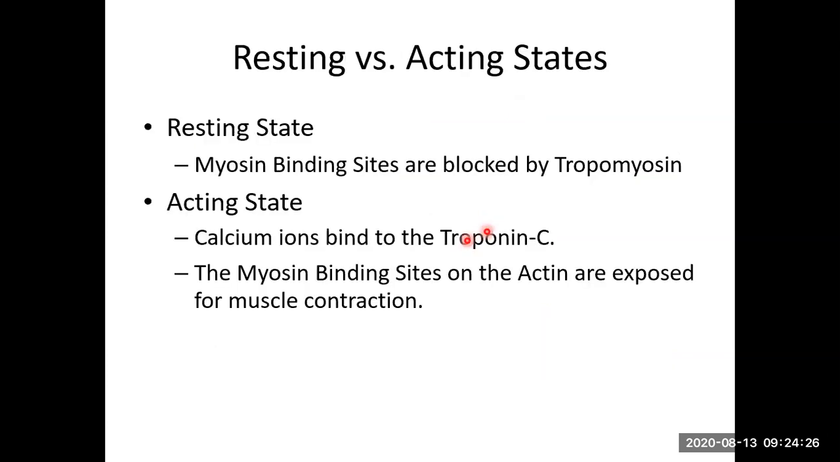During the resting state, the myosin binding sites are blocked by the tropomyosin. Typically a cell has a very low concentration of calcium. In the cell, the only high ion is potassium. Calcium, sodium, and everything else are low in the cell. So calcium going in binds on troponin C and causes a conformational change. That removes the tropomyosin to allow the myosin binding sites to be exposed, and then myosin binds on it to cause the contraction.